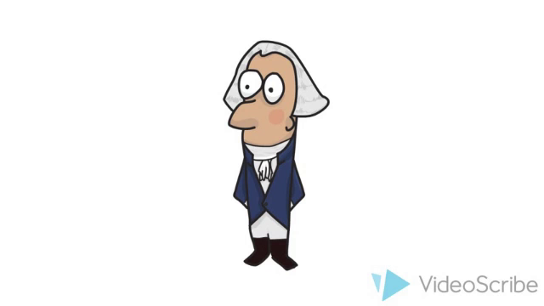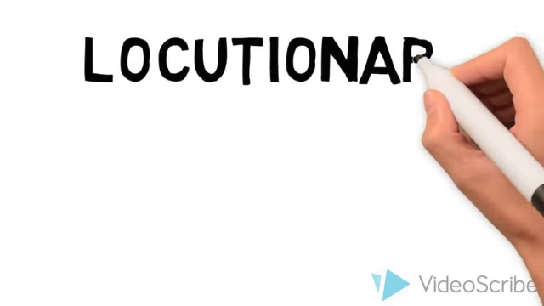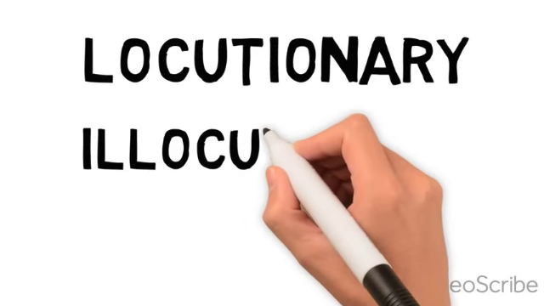Austin also proposed that what we say has three different types of meaning. The first type of meaning is locutionary meaning, which is the literal meaning of what is said. "It's hot in here." The second type of meaning is illocutionary meaning, which is the social function of what is said, or in simpler terms, what the statement really means.